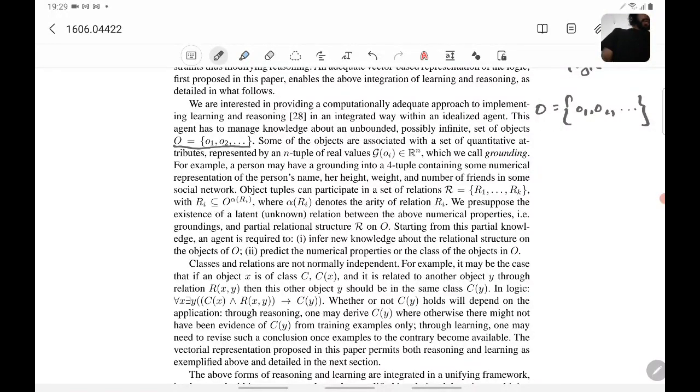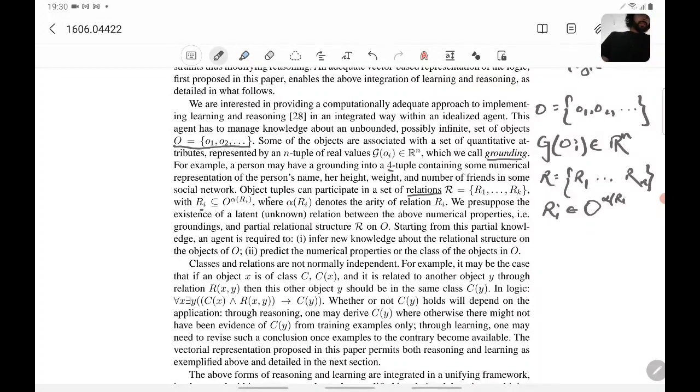This is called grounding. So G of Oi belongs to a vector space of n dimensions. For example, a person may have a 4-tuple grounding, right? Then object tuples can participate in a set of relations. So there can be a bunch of relations, R1 to Rk, where Ri belongs to this, where alpha is the arity, as in how many terms the function takes.